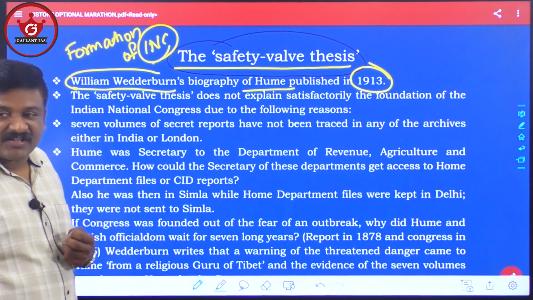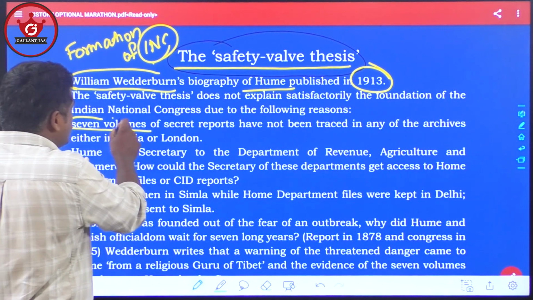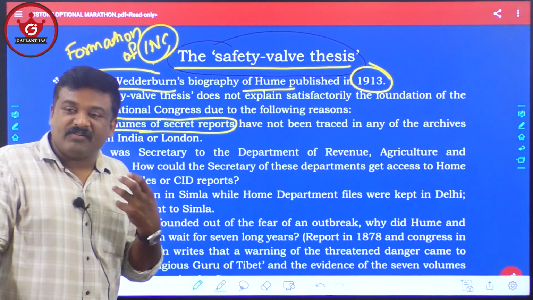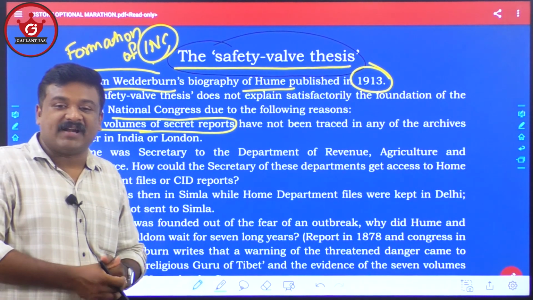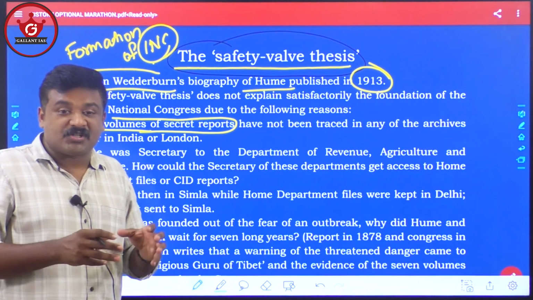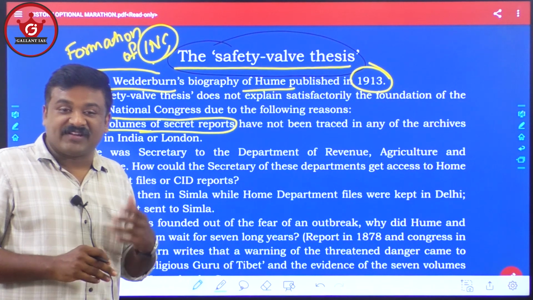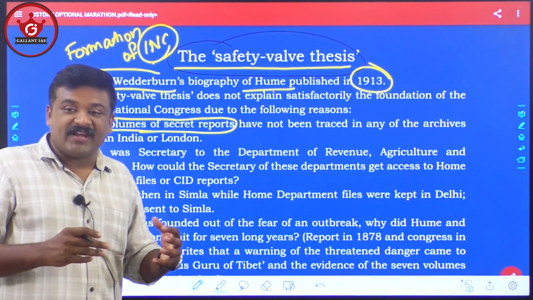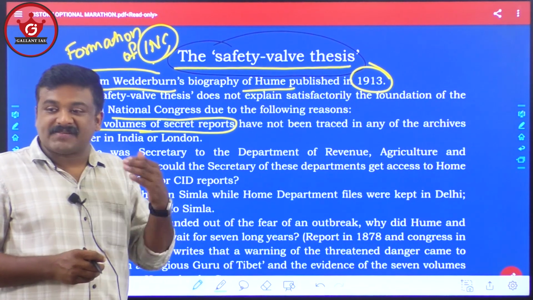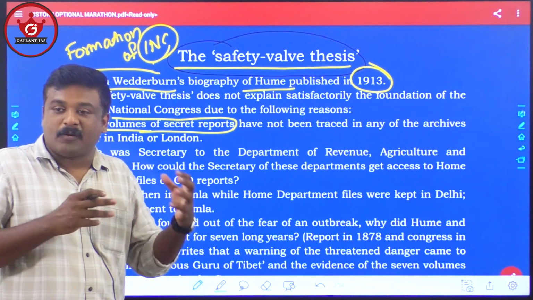What are the reasons here? Try to understand. There were already 7 volumes of secret reports sent to Simla, saying that, Mr. Viceroy, there is a huge internal security threat. Anytime the peasants, workers and middle class of India can organize an armed revolt against the British government. So it is better to resist that armed revolt in some very polite and diplomatic manner.